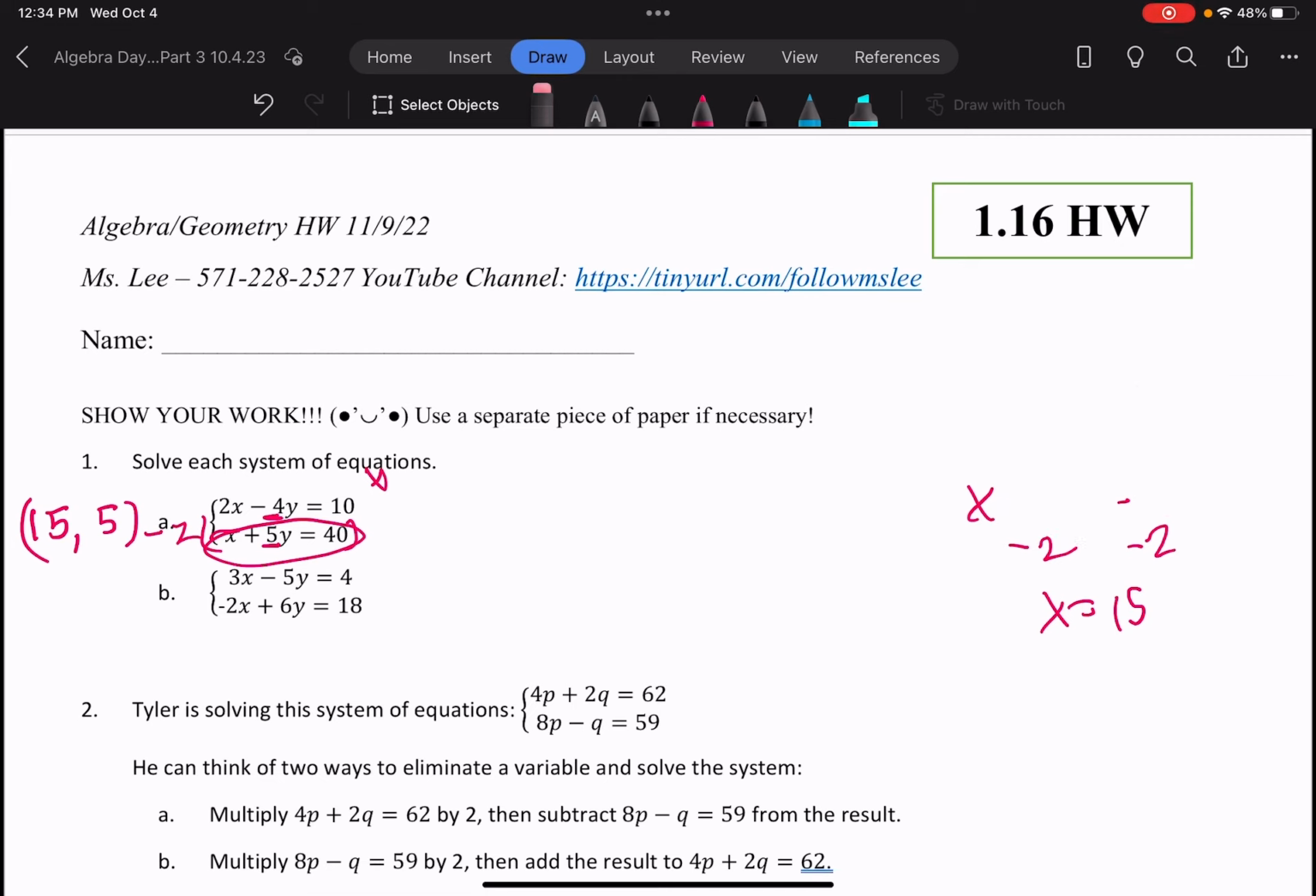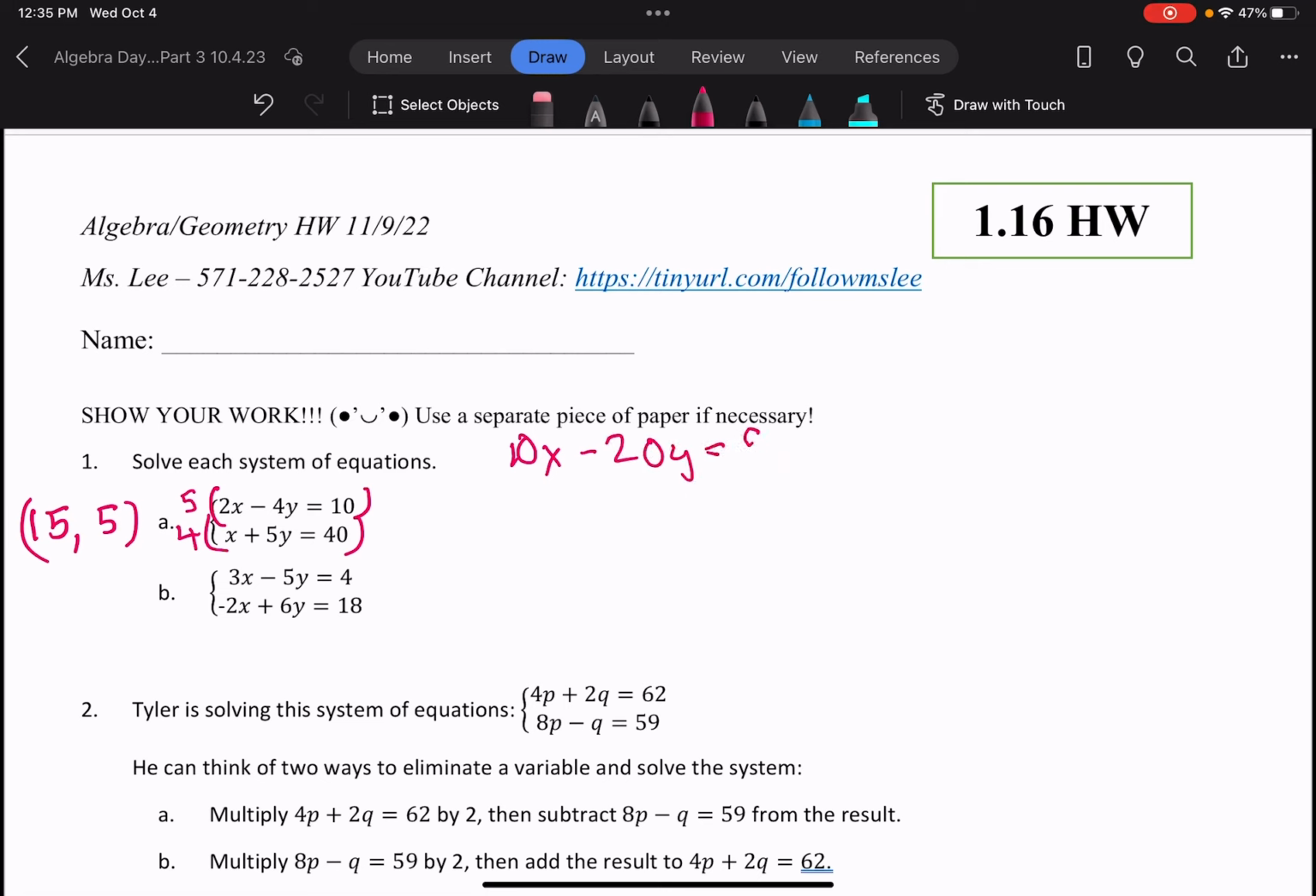However, let's say we wanted to do it eliminating the y. You could do that as well, but we'd have to multiply both equations. So the least common multiple here is actually going to be 20. And so that would mean that I would need to multiply this one by 5 and this one by 4. You can multiply both equations by something as long as you multiply the entire thing. So we have 10x minus 20y equals 50. And then we would have 4x plus 20y equals 160.